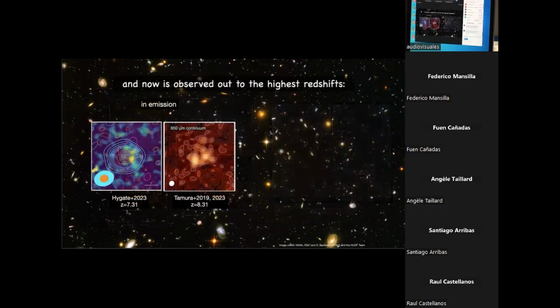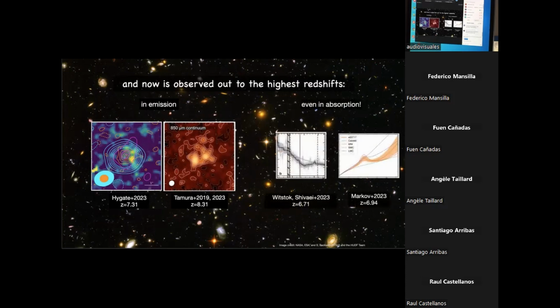And now, thanks to the advancements in the field in the past couple of decades or so, we know that dust also exists out to very high redshifts. These are some of the results from ALMA that detect dust emission at very high redshifts, redshift above 6 and 7. And now with JWST, we are also seeing significant imprints of dust in the spectra of high redshift galaxies in absorption. So we know that dust exists everywhere.